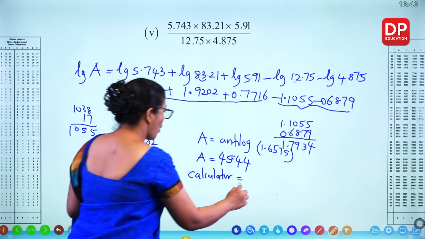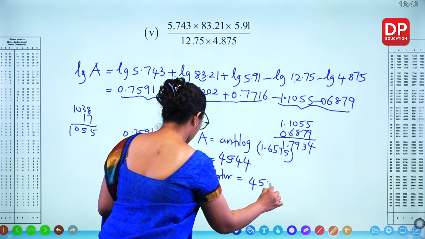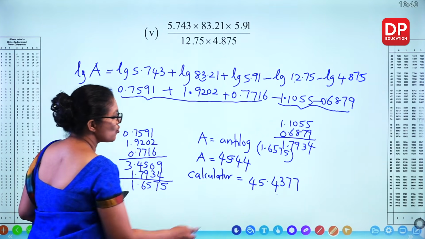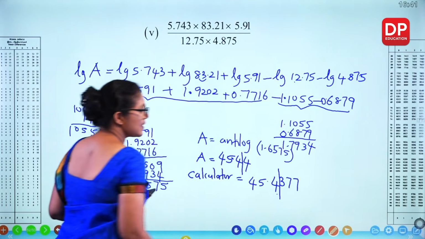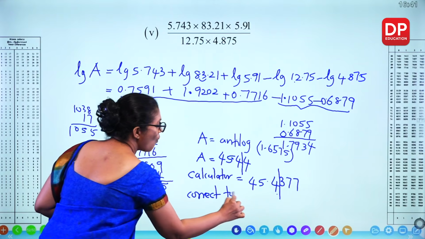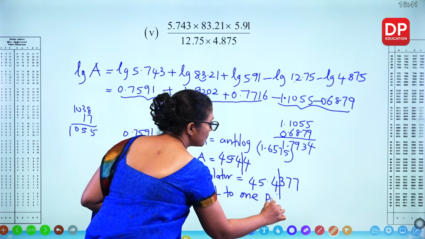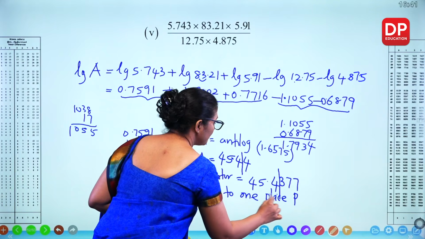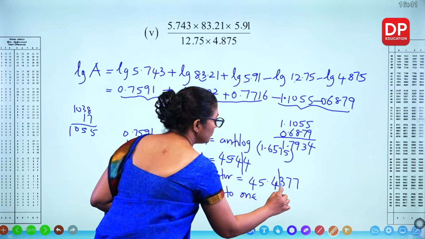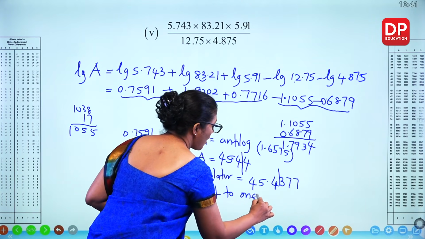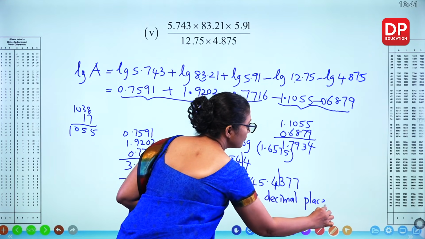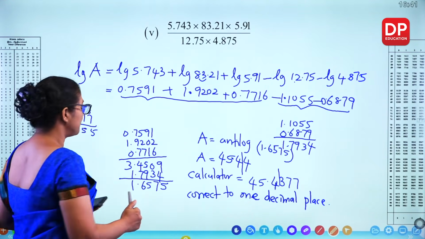Now we'll look at the calculator value. The calculator gives 45.4377. Now correct to 1 decimal place, the 2 answers are the same. So we can write correct to 1 decimal place. Both the answers are the same.